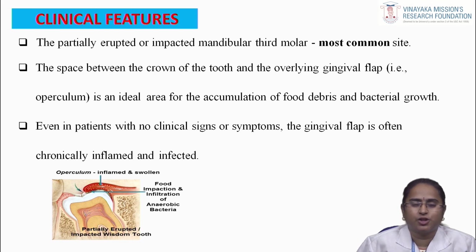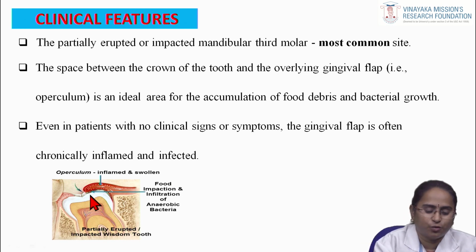And coming to the clinical features, the most common site, as I have mentioned, is the mandibular third molar area. The space between the crown and overlying gingival flap is an ideal area for accumulation of food debris and plaque, which provides an ecological niche, and bacterial growth will be seen, which causes inflammation of the gingiva. Even in patients with no clinical signs or symptoms, this gingival flap is often chronically inflamed and infected. Here, food impaction causes accumulation of plaque, which causes inflamed and swollen gingiva.